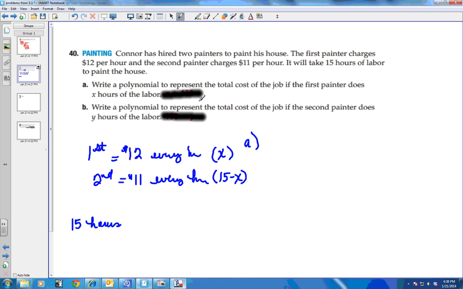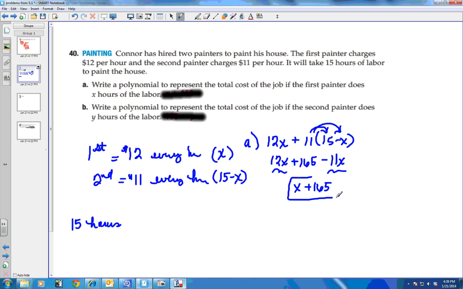Okay, so now write a polynomial to represent the total cost. So I know my first part is going to be $12 times X amount of hours plus $11 times his amount of hours, which is 15 minus X. So now we're going to simplify this. I have 12X plus, distribute the 11. 11 times 15 is 165, minus 11 times X is 11X. Combining our like terms, 12X minus 11X is 1X, or just X, plus 165. So that's our answer for part A.